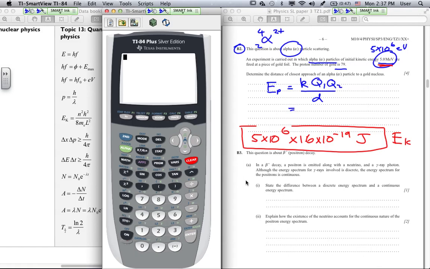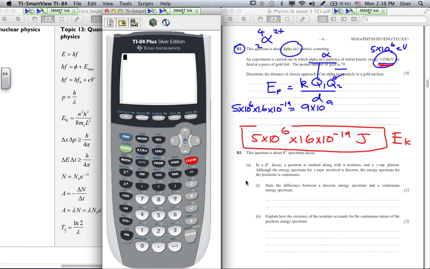So this EP is equal to the kinetic energy, so it's 5 times 10 to the 6 times 1.6 times 10 to the negative 19, and that's equal to your K. Now the K is equal to 9 times 10 to the 9. That is your Coulomb's constant. You can get that in your data booklet. And now you've got your Q1. This is your alpha particle, and this is your gold nucleus.